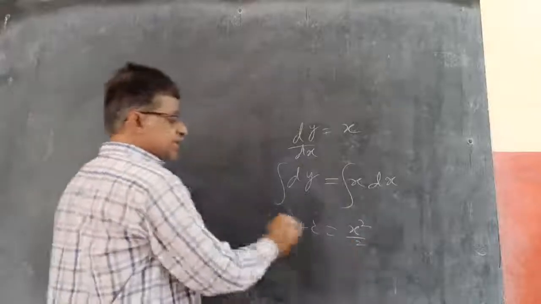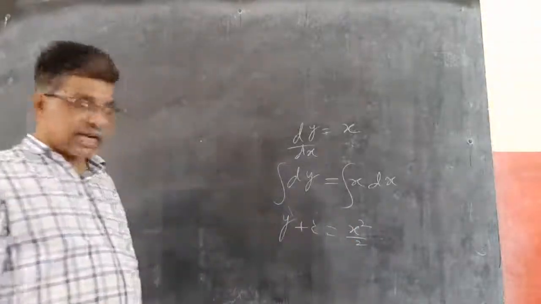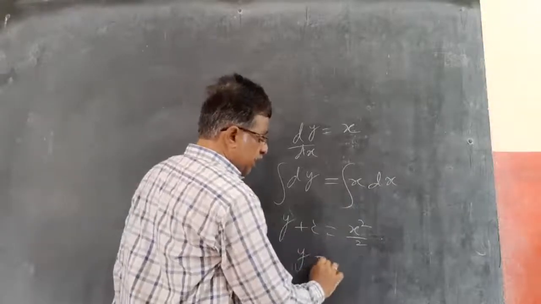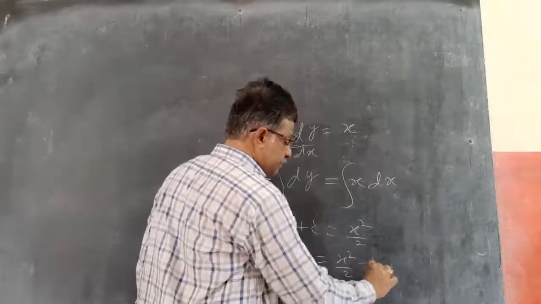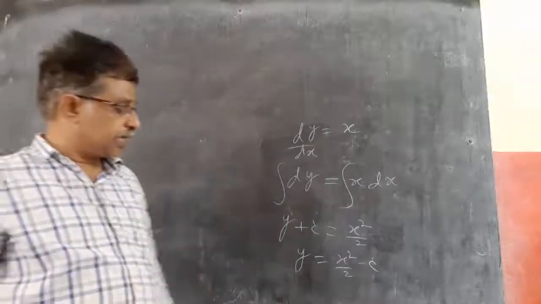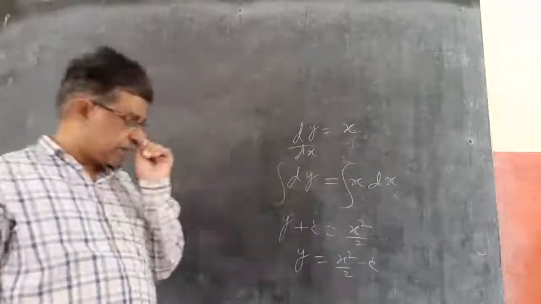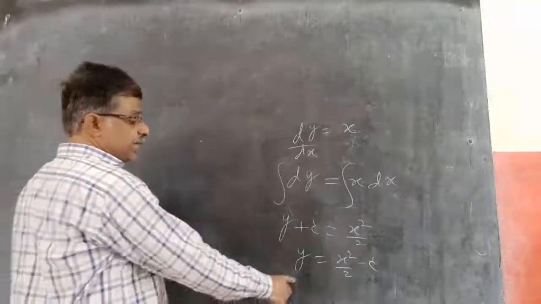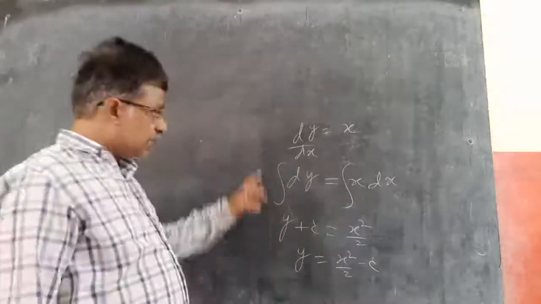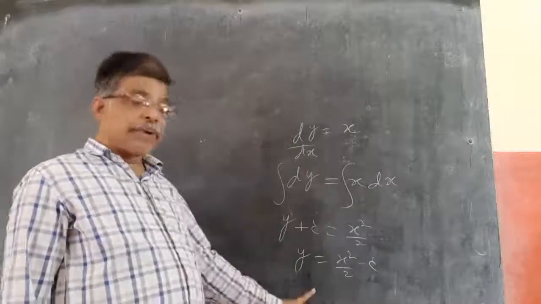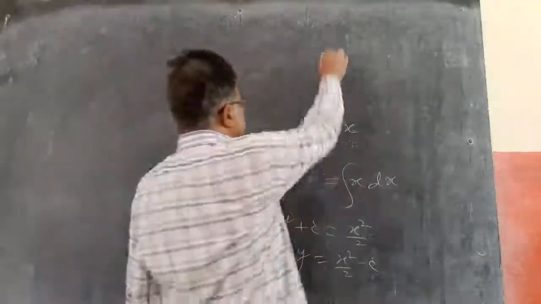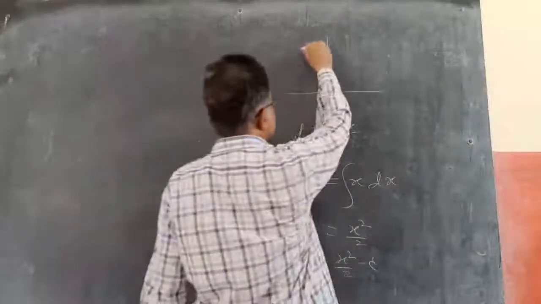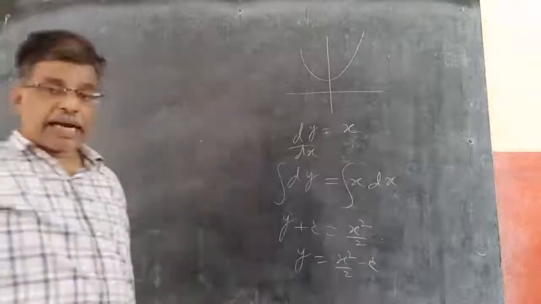The c can be written on this side or that side, that doesn't matter because c is a constant. If I bring c to that side, it becomes x square by 2 minus c, or plus c also you can write, because this is just a constant. Now what I want to say is, this is the equation of a parabola. So the general solution of this equation is a parabola, a parabola like this.